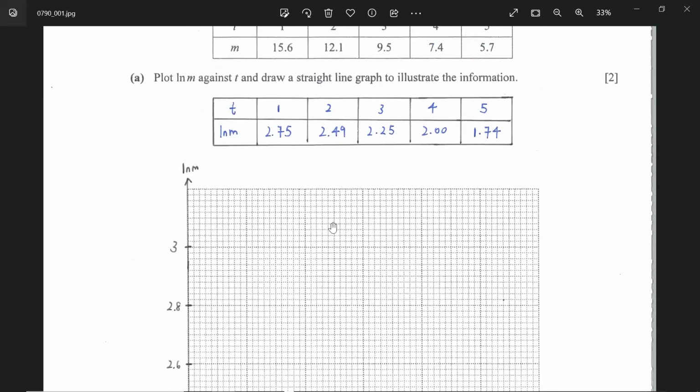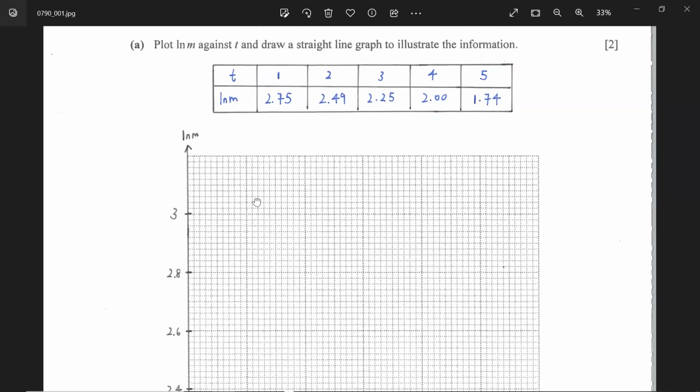Then for the ln m values, which is on the vertical axis, you need to observe the values. The smallest value is 1.74, the biggest value is 2.75. This means that it's not necessary to start ln m at 0, because if you start ln m at 0, from 0 all the way to 1.74, there will be no values to plot. So you'll be wasting space on your paper.